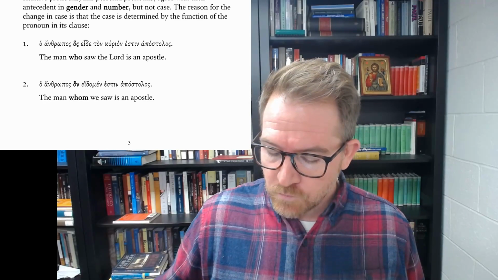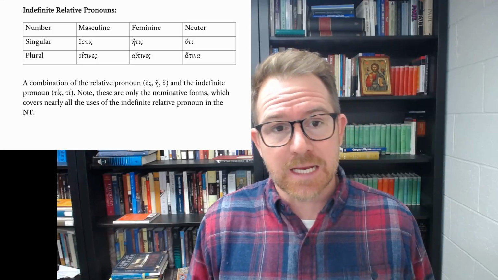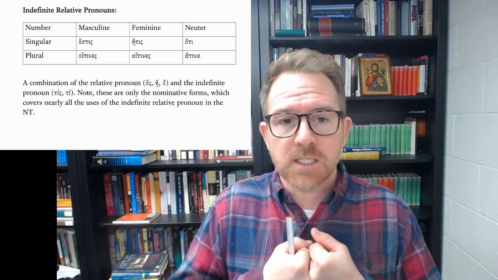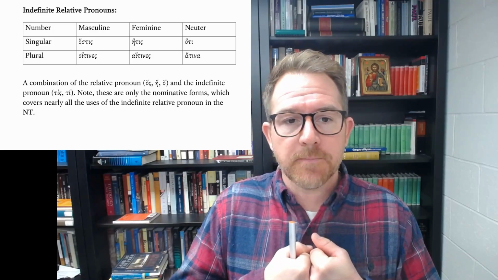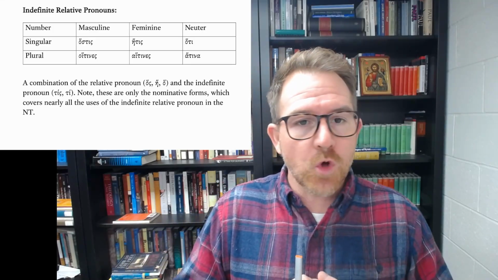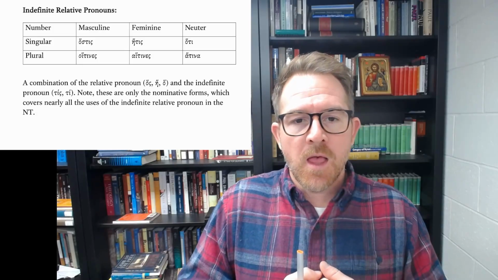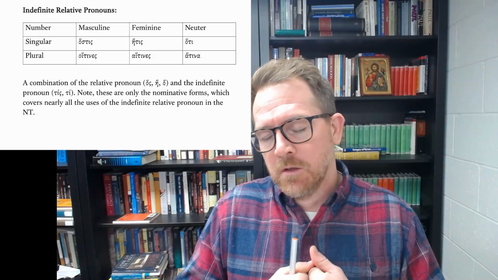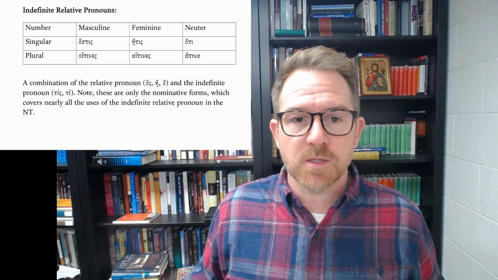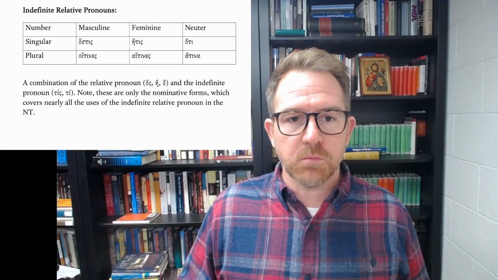So that's relative pronouns. We also have indefinite relative pronouns, which is just combining indefinite pronouns and relative pronouns, smashing them together. So hostis, haitis, hotis, hoitines, haitines, hatina. The combination of relative pronouns and the indefinite pronoun appears only in the nominative forms. So you're only going to see them in nominative, masculine, feminine, neuter, singular and plural. And that covers nearly all the indefinite relative pronouns that we see in the New Testament. So you just need to pay attention to these nominative singular and plural forms.